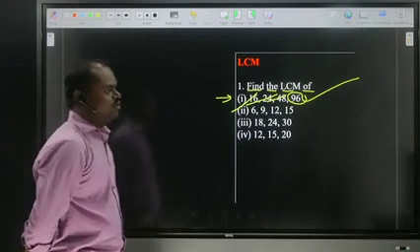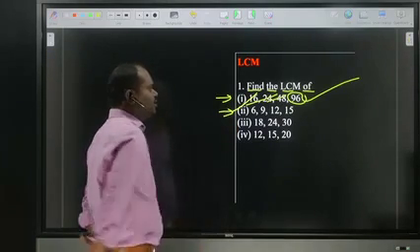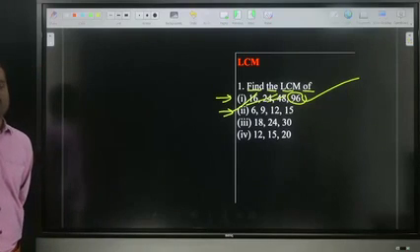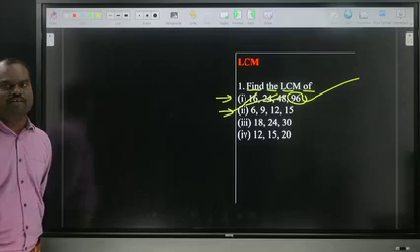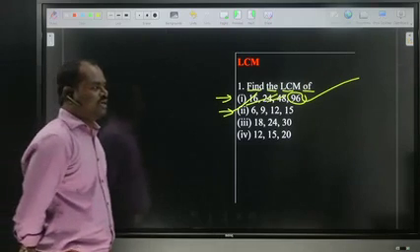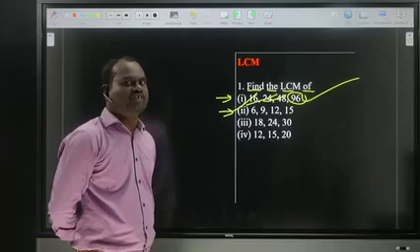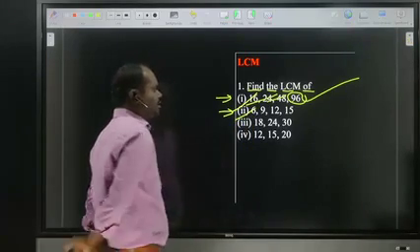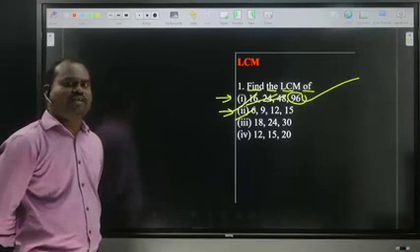Right, now we'll see the second question: 6, 9, 12, 15. By looking through elimination, what can we eliminate? Can we eliminate 6? Clearly yes, because in the 6 table we'll get 12. 6 we can eliminate. 9 we can't eliminate, 12 we can't eliminate, 15 we can't eliminate.